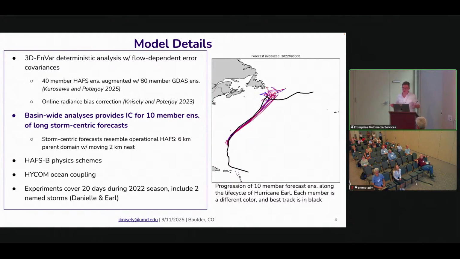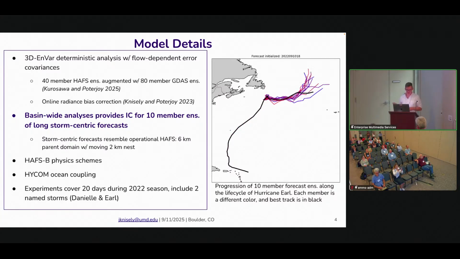And so very quickly, some details about the model before I jump into results. We're using a 3D ENVAR analysis. We're getting our flow-dependent error covariances with a 40-member HAVs ensemble, which is high resolution. It's 6 kilometers. We're also doing an online radiance bias correction, and so that means that the bias model for the clear sky radiances is trained on the native modeling grid.